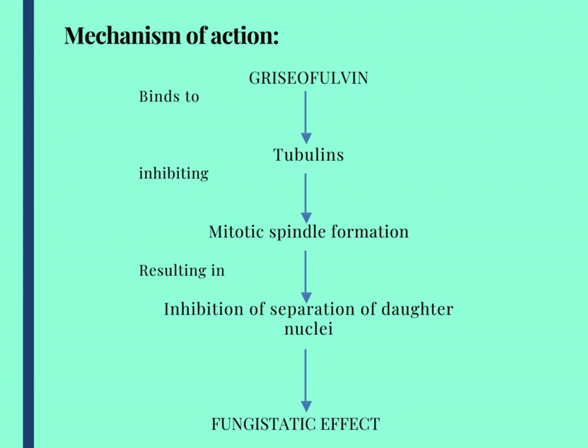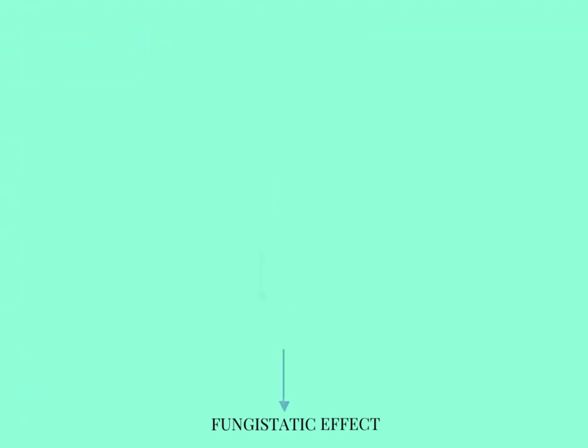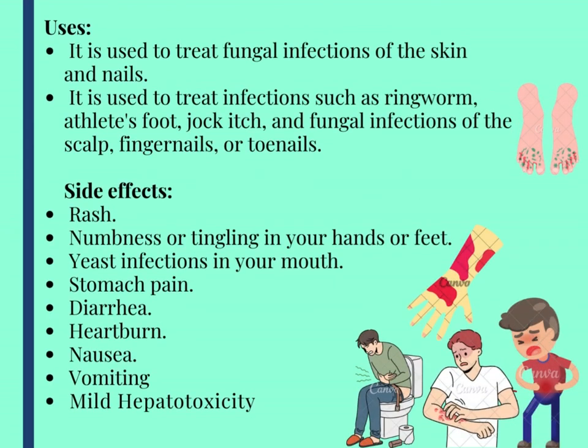the fungus. It's important to note that griseofulvin is not effective against all types of fungi, and its use is generally limited to certain dermatophyte fungi that cause infections of the skin, hair, and nails. Griseofulvin is used to treat fungal infections of the skin and nails. It is used to treat infections such as ringworm, athlete's foot, jock itch, and fungal infections of the scalp, fingernails, or toenails. Side effects: rash, numbness or tingling in your hands or feet, yeast infections in your mouth, stomach pain, diarrhea, heartburn, nausea, vomiting, mild hepatotoxicity.